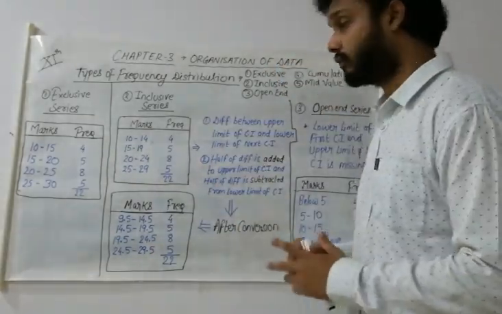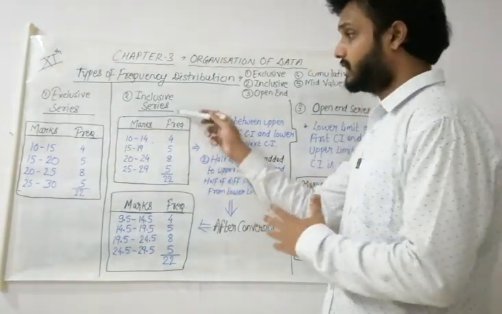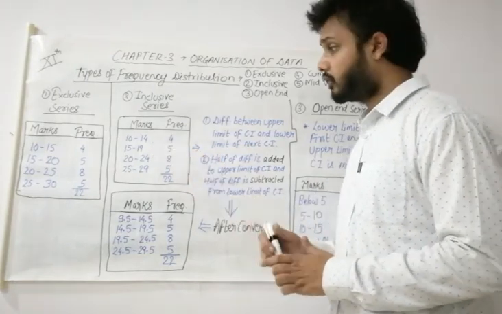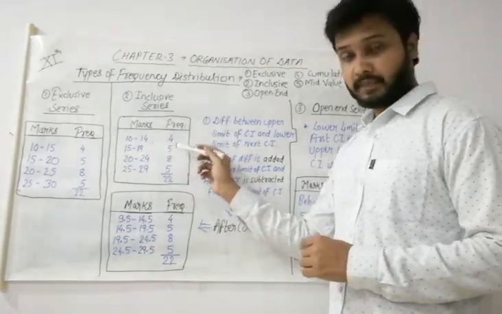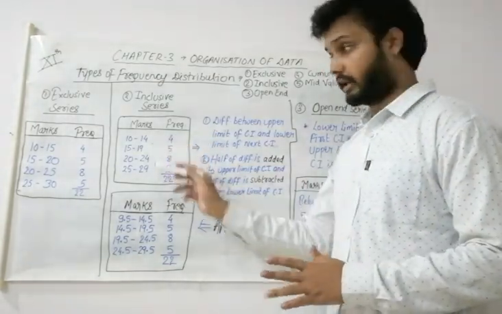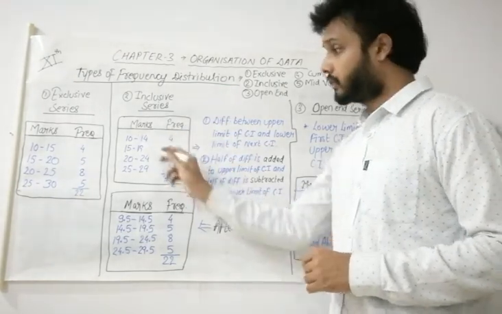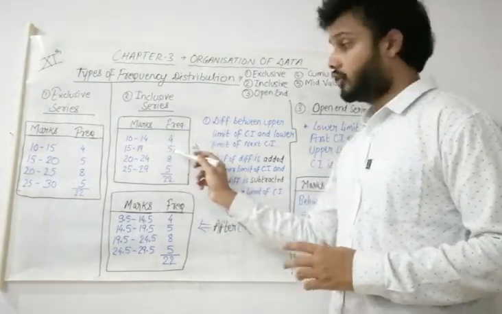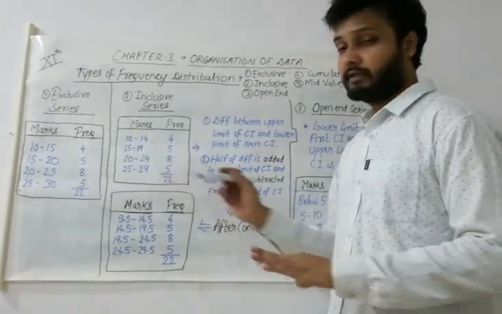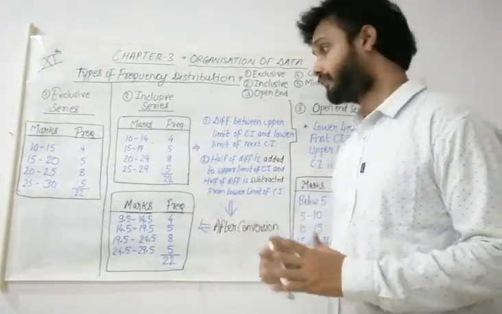Now the second type of frequency distribution is inclusive series. Inclusive series goes on like this: 10 to 14, 15 to 19. Here we see that all the data is given and it is included till the upper limit. Like 10 to 14 it is given, so all 4 will be included here. 15 to 19, 5 is given, so all 5 are included in this class interval. Okay, we are not leaving any student, we are including as per the class interval.